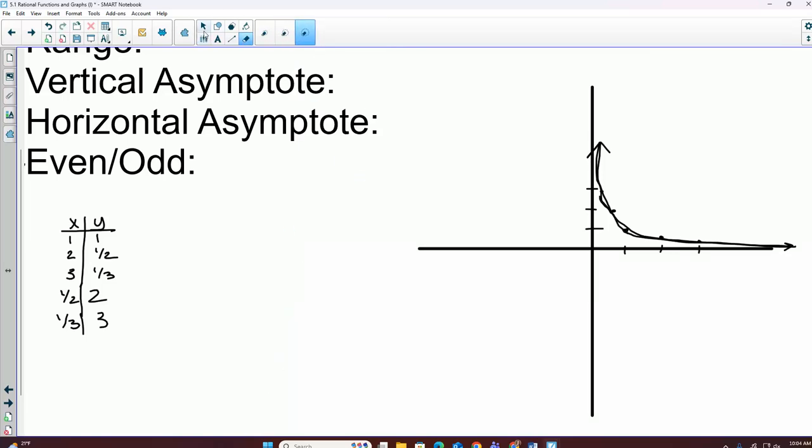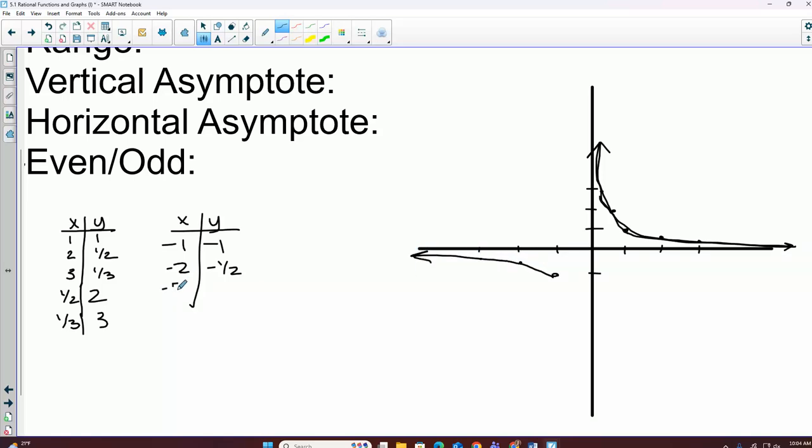Now we could put in negatives as well. If you put in -1, what's 1 divided by -1? If I put in -2, I put in -3, it'd be -1/3. So same thing, it's getting closer, but it's not going to equal 0. If I put in -1/2, what would I get out? -2. If I put in -1/3, I get out -3. So this is going the opposite way.